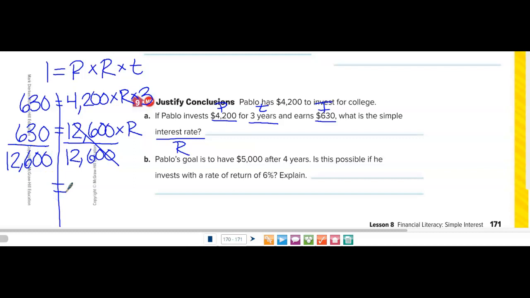And what do we get as a decimal? 0.05. And as a percent, that is what, Lincoln? 5%. So that is your final answer for A.